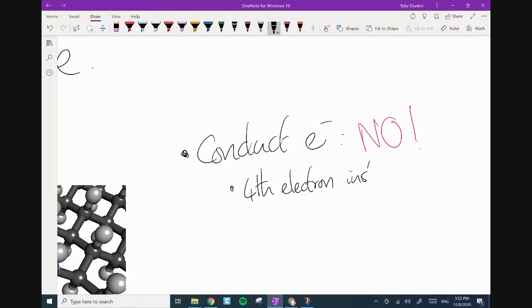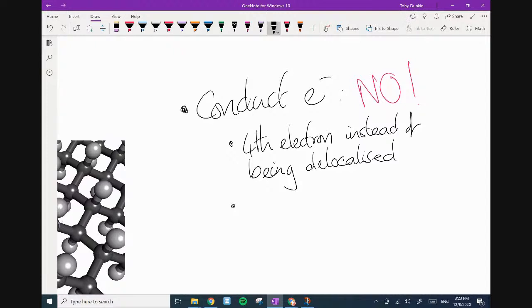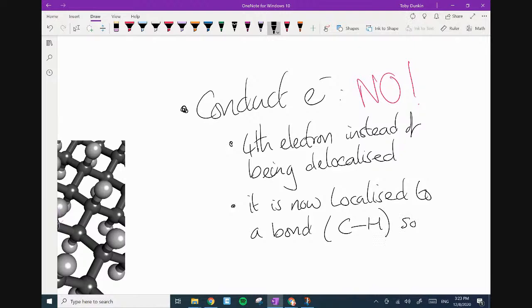A fourth electron, instead of being delocalized, is now localized to a bond, brackets, CH bond. So it can no longer flow. It's neat that, as I said, it's come up a couple of times in the exam.